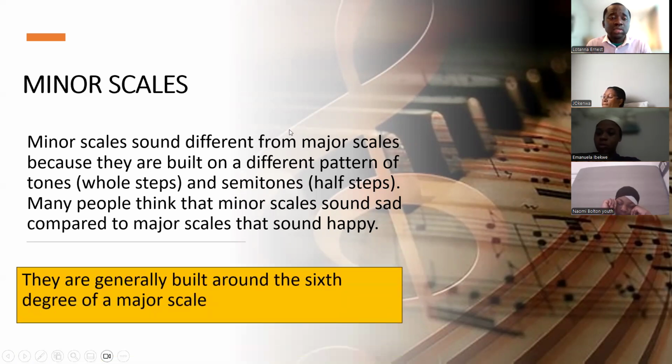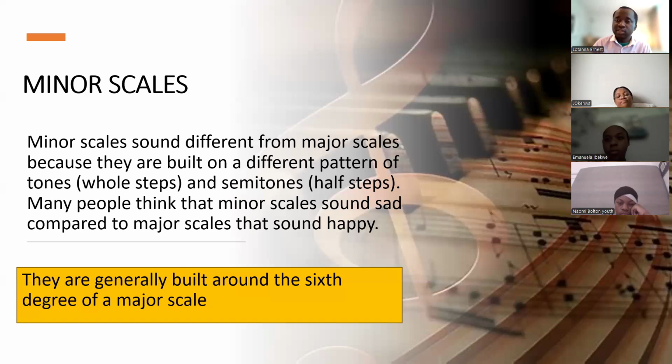Now, minor scales are generally built around the 6th degree of a major scale. What do I mean? If you have your major scale, take for example C major. Do you remember the scale of C major? C, D, E, F, G, A, B, C. Am I right? That's the scale of C major. Now, if you want to turn it around so that it's no longer the scale of C major, and build a minor scale from that major scale of C.